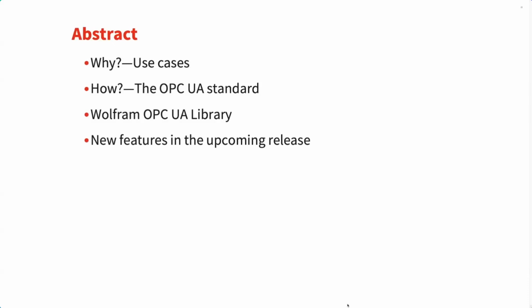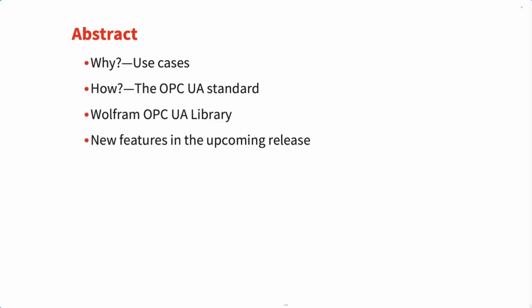And introduce the enabling technology, the OPC UA standard. We have a SystemModeler library for that, the Wolfram OPC UA Library. And we will take a look at the current state, what is available today. And we are currently working on updating it, and we will take a sneak peek at some of the new features in the upcoming release.